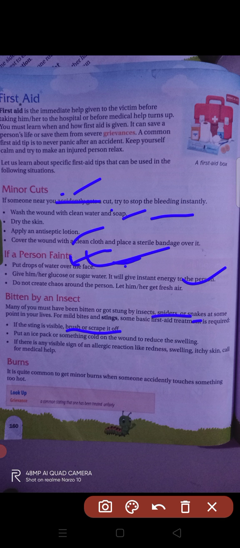Next is, if there is any visible sign of an allergic reaction like redness, swelling, itchy skin, call for medical help, or otherwise you just take the person to the doctor. While giving first aid, if we get any reactions or allergies, redness or swelling, or an itchy sensation suddenly, we should immediately get medical help.